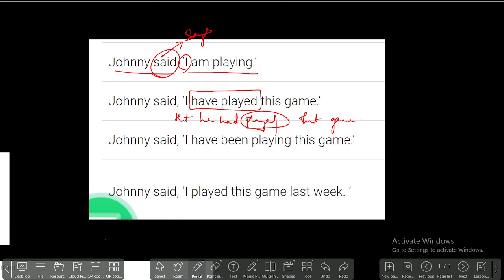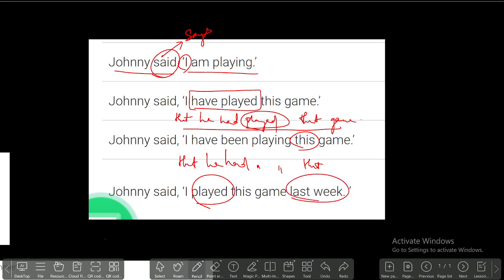Johnny said, I have been playing this game. Again, same format. Johnny said that he had been playing that game. That's it. And the next, Johnny said, I played this game last week. Simple past. Again, we have to change it into the same format that you have written there. What is the answer, my dear? Johnny said that he had played that game, and last week should be changed into the previous week. That's it.